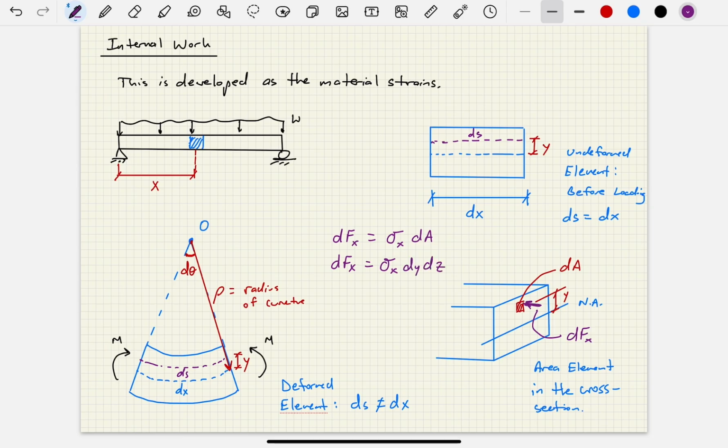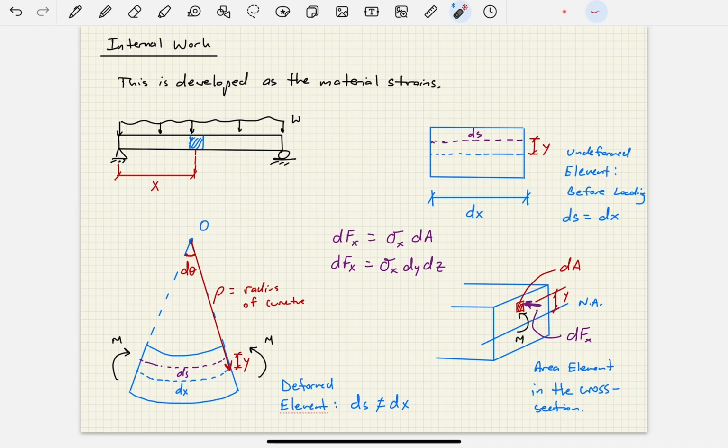Now, what we're writing here is we're saying, hey, this internal moment, which again is right here, acting in this cross section is going to be somehow resolved into a single force acting on a little differential element. So if you want it to be a little bit more proper, you can put that same M right there going about the neutral axis of the cross section. And again, it's resolved into a little differential force dF on that element, okay?